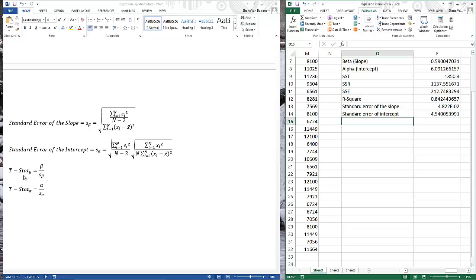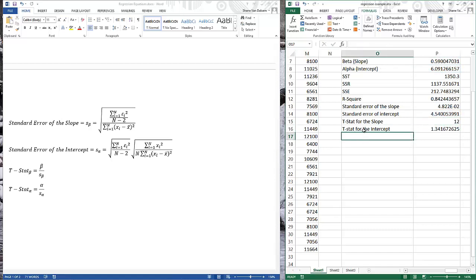And that's equal to the slope. This is for the slope. So the t-stat for the slope is equal to beta divided by the standard error. And then the t-stat for the intercept is equal to our intercept, our alpha, divided by our standard error of the intercept. So we get 1.34 there.